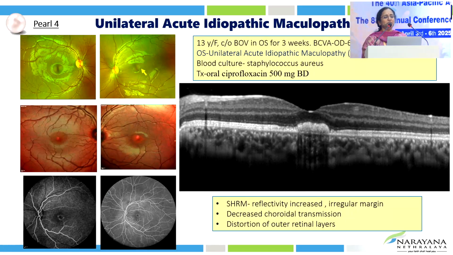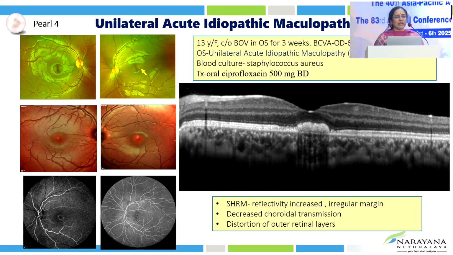Pearl number 4, we will move on to unilateral acute idiopathic maculopathy, what we call UAIM. Most of the time it is idiopathic and spontaneous resolution is there. Here is a case of a 13-year-old female presented with this picture. On blood culture, she had Staphylococcus aureus infection. We have treated her with systemic antibiotic ciprofloxacin, following which there is resolution.